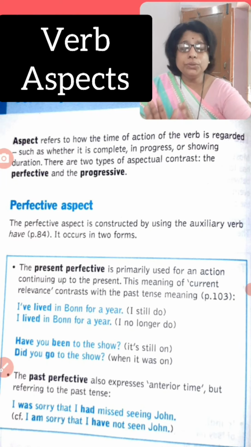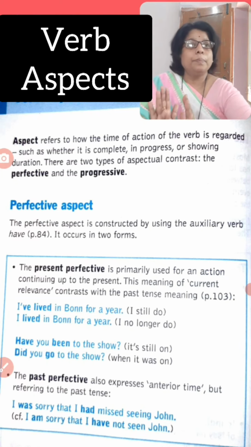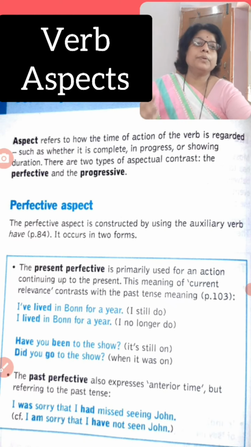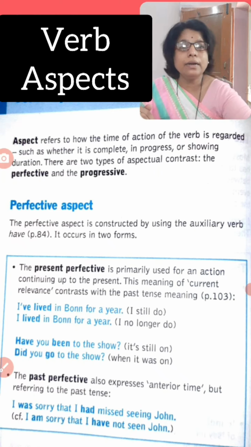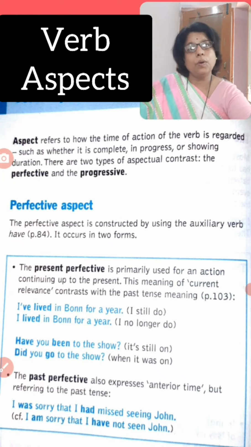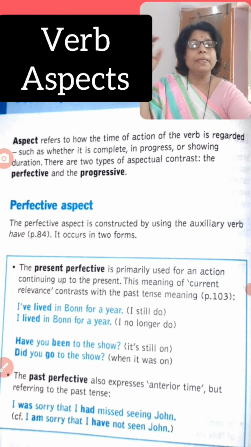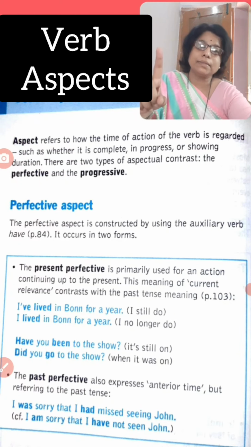Now, when to use the present perfective aspect? The present perfective aspect is mainly used for an action continuing up to the present. That is the meaning of the current relevance, and it is in contrast to the past tense. Now, what happens in past tense? The action has started in the past, it has been completed in the past. Okay, something that has started in the past and finished in the past, we use past tense.